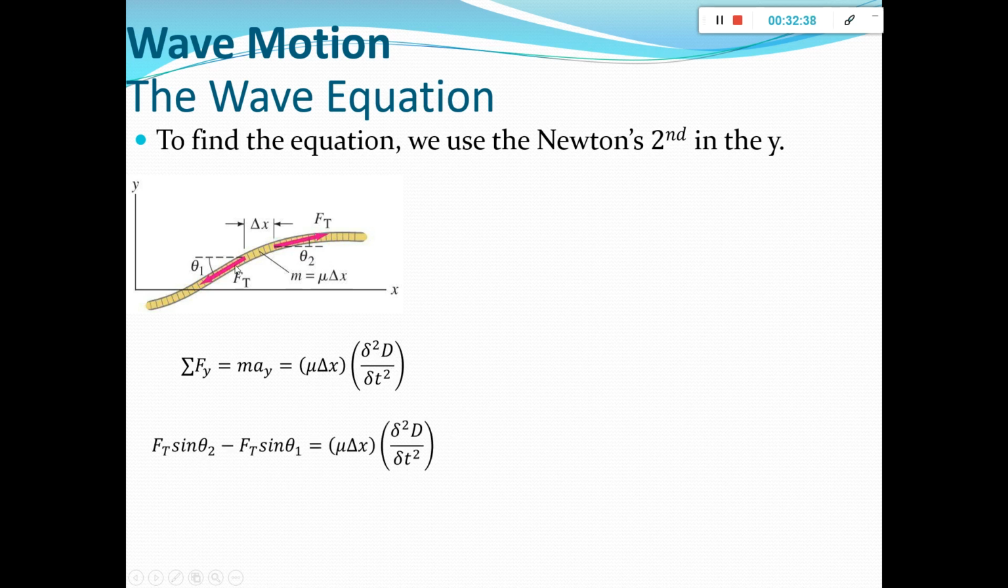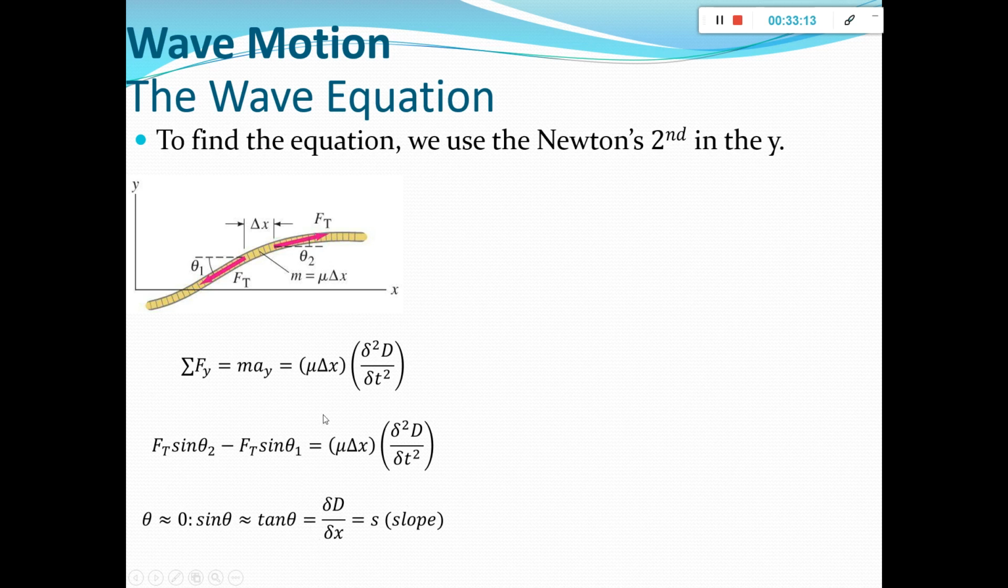Then what we can do, if we look at this diagram, is that the vertical forces are equal to the tension times sine. That gives us the vertical components. We can use the small angle approximation and say that since these angles are really, really small, sine of theta is approximately equal to tangent of theta, which is actually about equal to this slope.